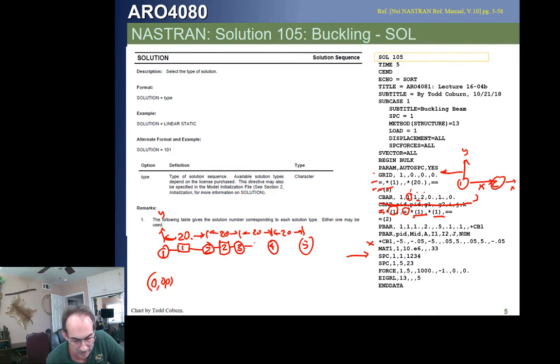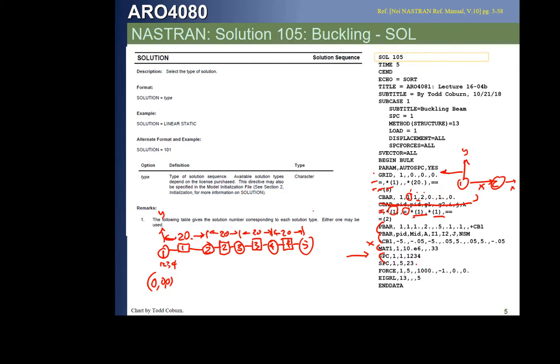So we're going to get bar 3 going from 3 to 4, and bar 4 going from 4 to 5. That is the beauty of replication. We then have property cards and material cards and constraints. We see at node 1 we've got 1, 2, 3, and 4. And at node 5 we've got 2 and 3, which means it's constrained out of plane this way, and it's constrained out of plane toward us, but it's allowed to move in the x direction.